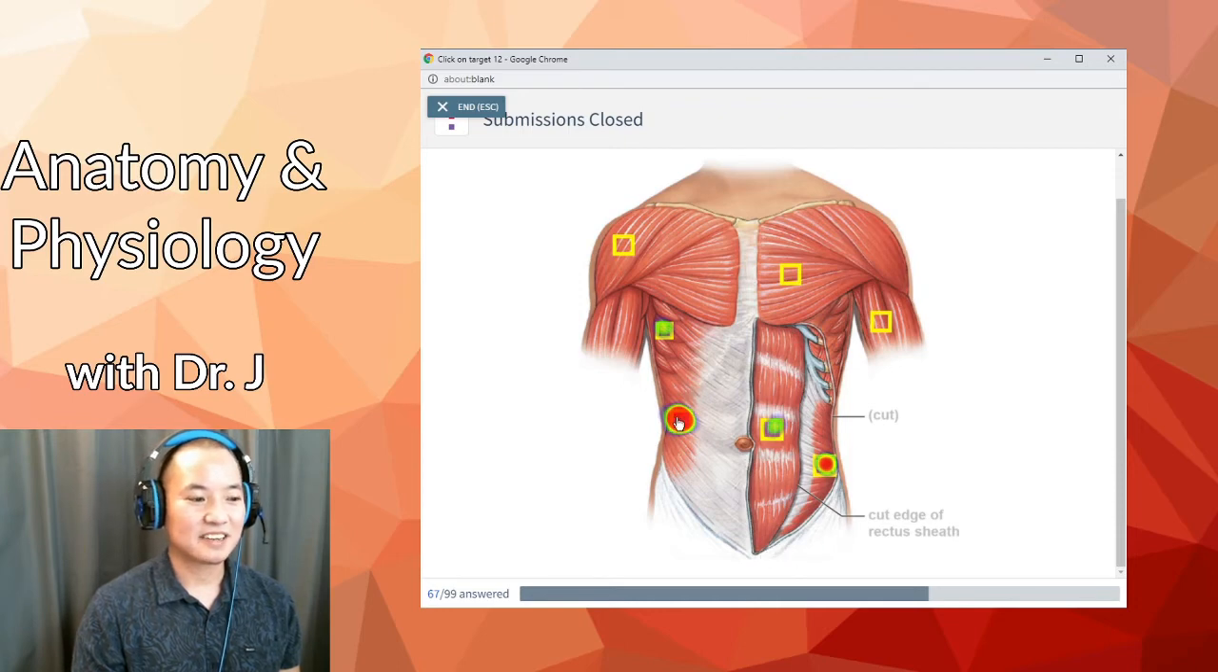So which is on the outside? This part that's intact, or this part that's on the inside? So this part is the external oblique because again, it's at an angle, but it's also external.